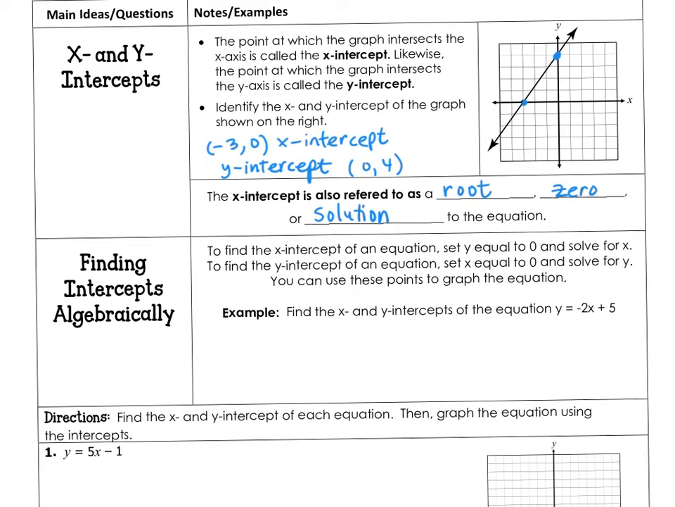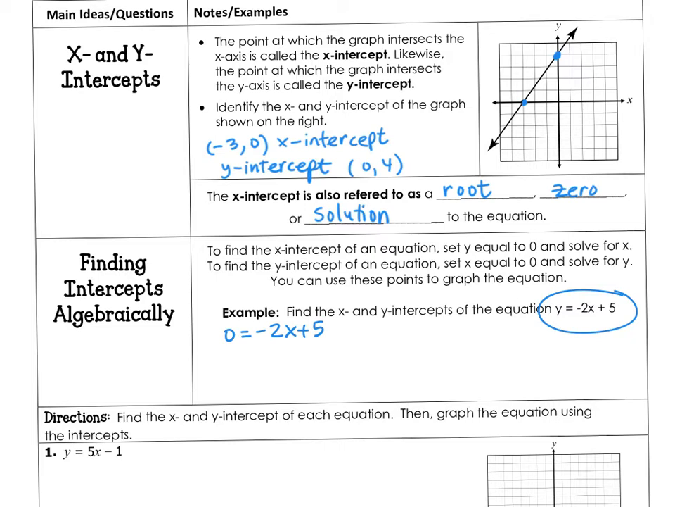Now, on the next little part, it says find the intercept algebraically. Well, to do that, you just let y be 0, solve for x. And then to find the other one, you let x be 0, solve for y. So like on this example here, if we have y equal to negative 2x plus 5, if I want the x-intercept, that means I have to let y be 0. And then I solve this equation for x.